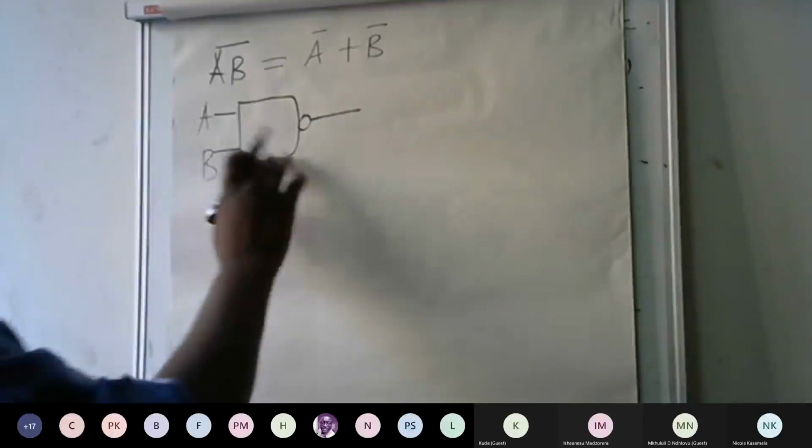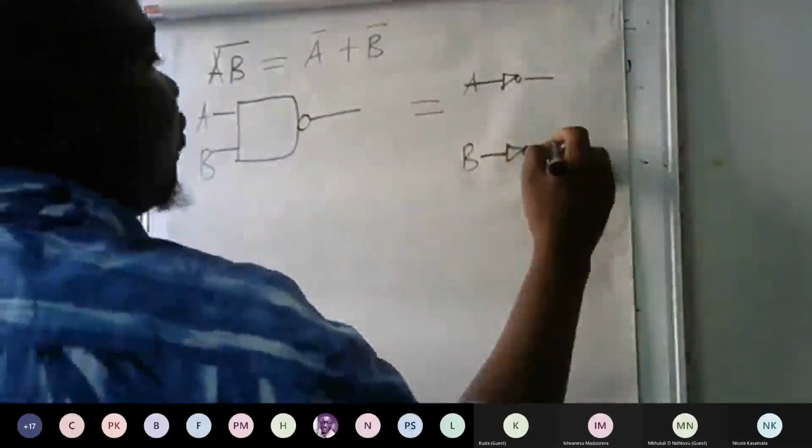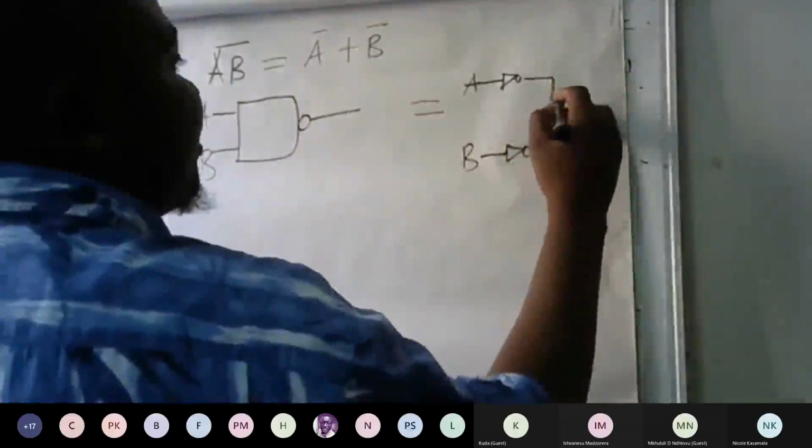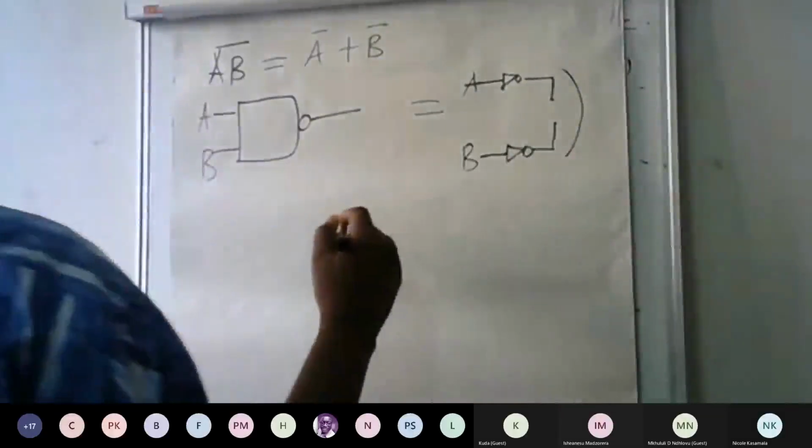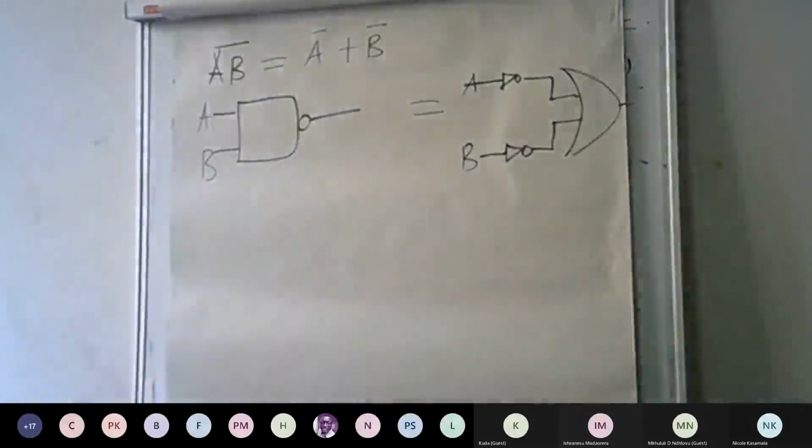If I want A and B negated like that, then they are going into an OR gate. They are going into an OR gate. I can play around with the OR gate like that. Then I have that. Play around with that.